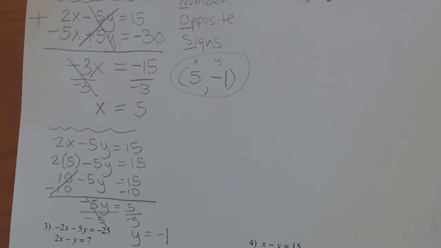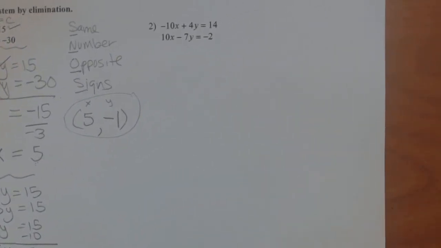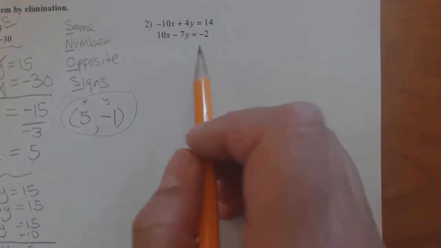So let's try the second one. If you want to try the second one on your own, you can. However, we're going to be crossing out the other variables, so you might want to wait to try numbers 3 and 4 on your own. So let's go. Here we go.